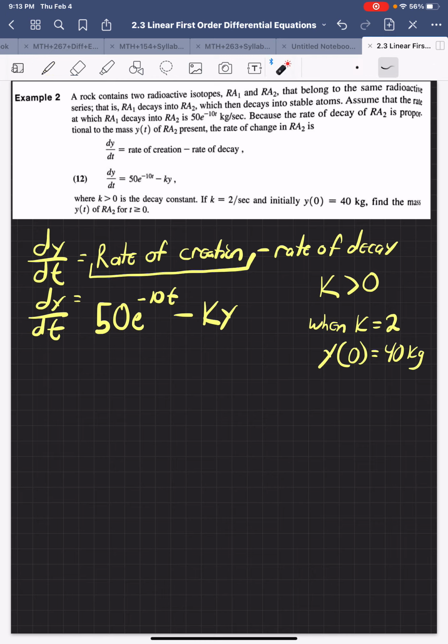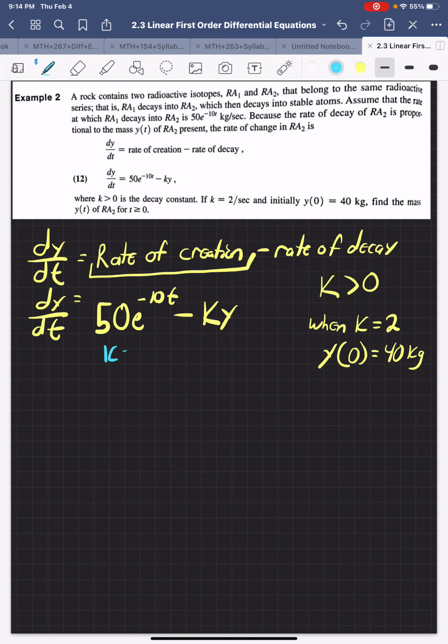Let's figure out how we would solve this equation. Okay, then let's just practice solving it. So first off, is it linear? Well, if it is, we should be able to get it in standard form. So the way I'm going to do this is we are told that k is equal to 2, so I'm going to plug in 2 right now.